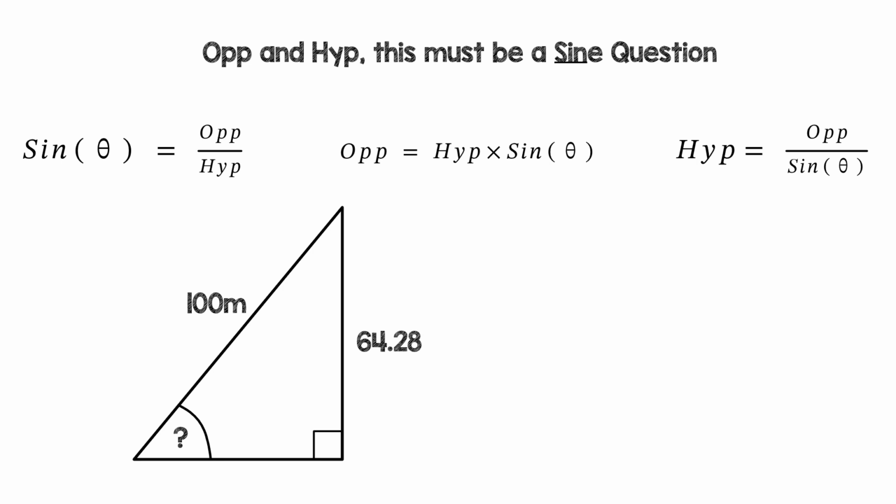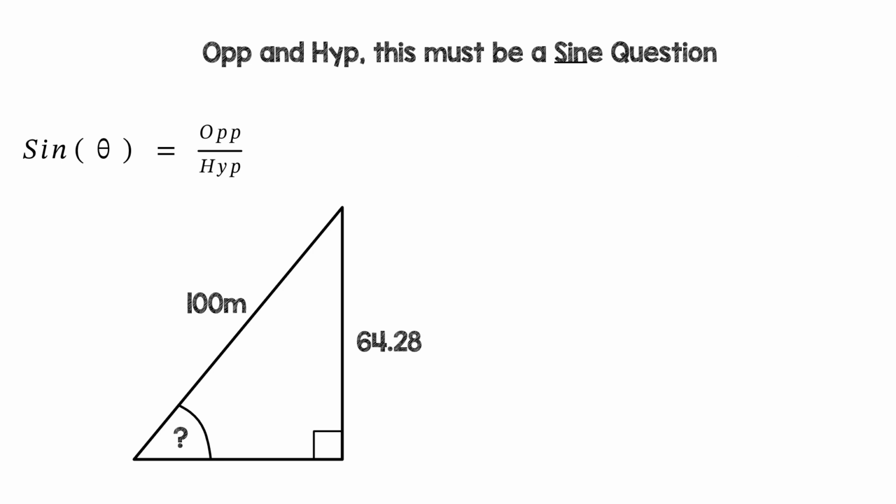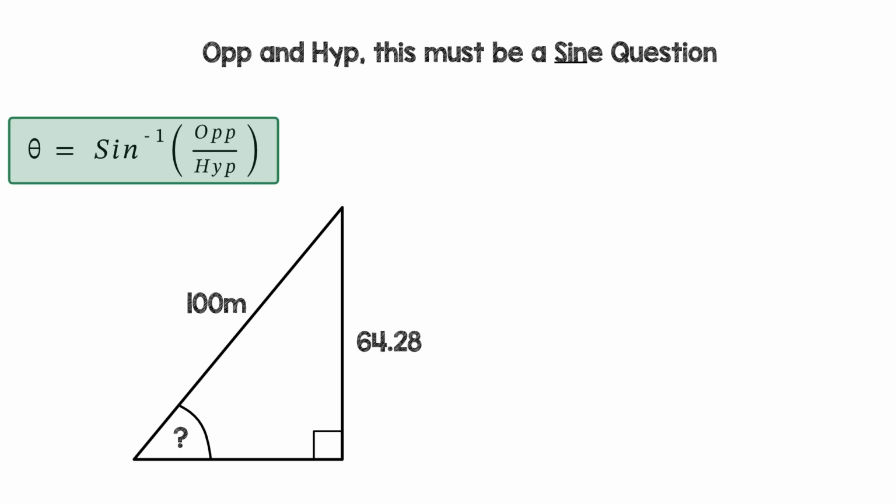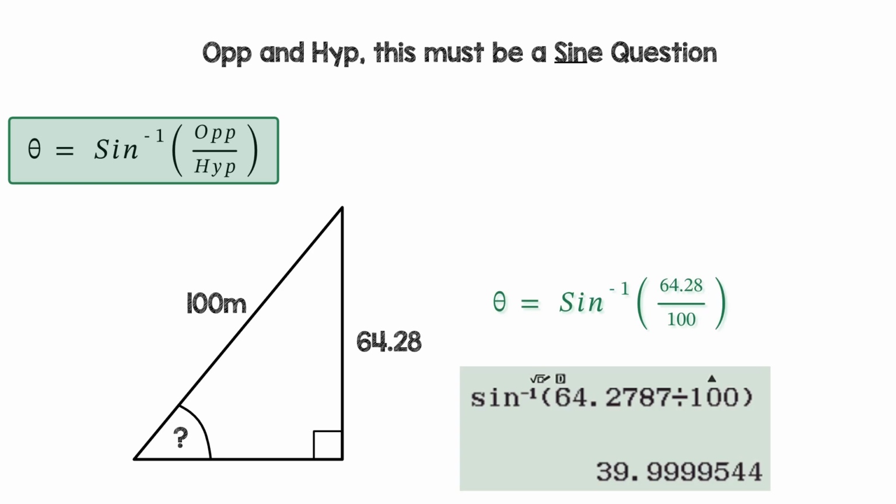Now we've got the opposite and hypotenuse, but we're asked to find the angle. And if sine is opposite over hypotenuse, then the angle is inverse sine or shift sine of opposite over hypotenuse. So the angle theta or x, whatever you want to call it, is sine to the minus 1 of the opposite divided by the hypotenuse. So to get sine to the minus 1, you press shift and then sine.